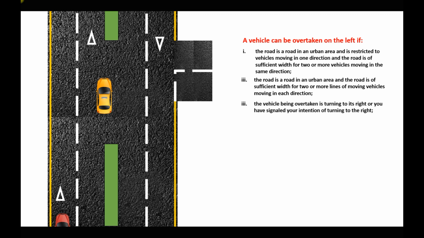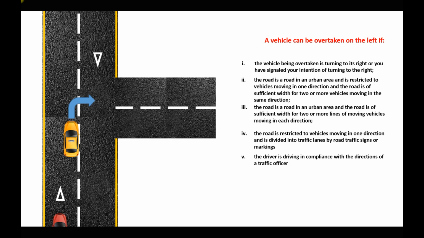Alright, sometimes you can overtake on the left if the vehicle that is being overtaken is turning to its right. If you can see, the yellow car is turning right, so it will move out of the way a little bit. So in that case, as red goes, it can overtake on the left.